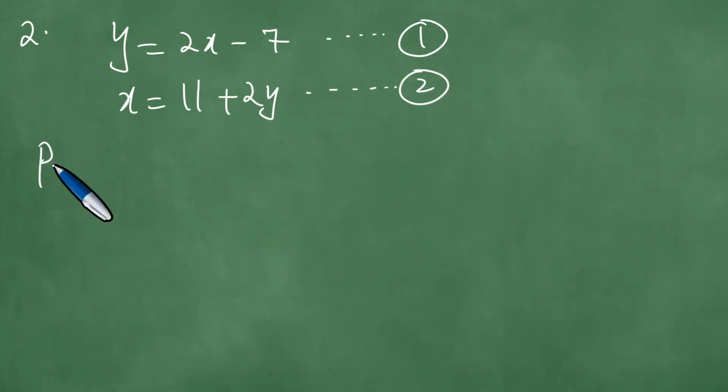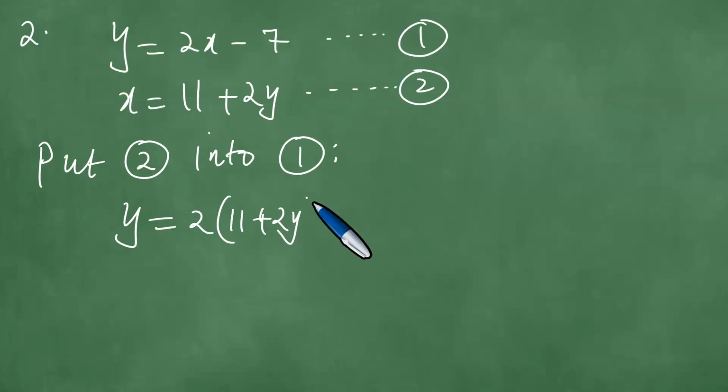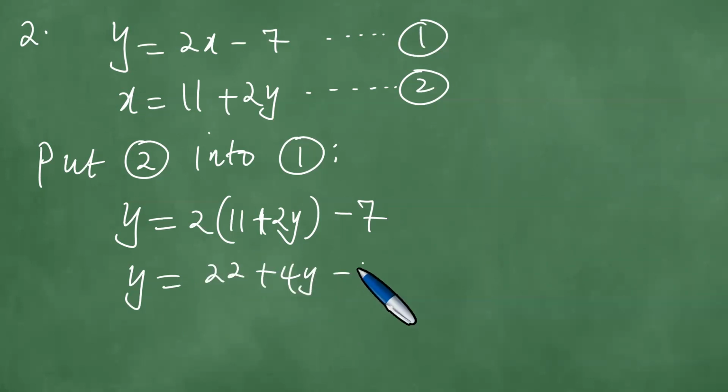Then we can solve this simultaneously, putting one into the other. For example, we put 2 into 1. Wherever there is x, it is equal to this. So we shall have y equals 2 into, wherever there is x, we put 11 plus twice y, minus 7. So this is y equals 22 plus 4y minus 7.